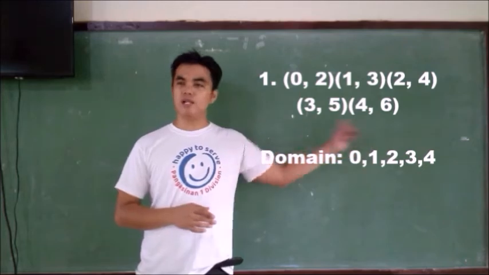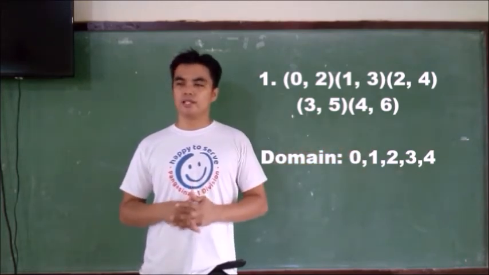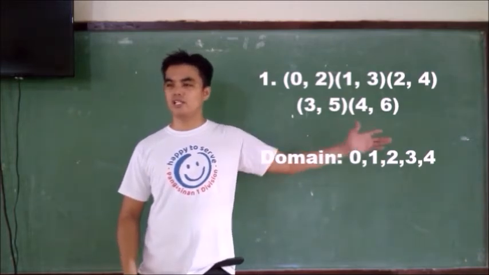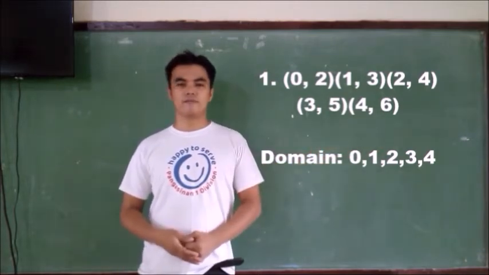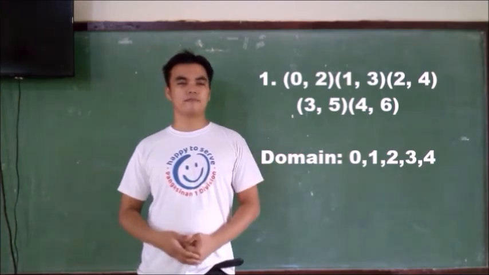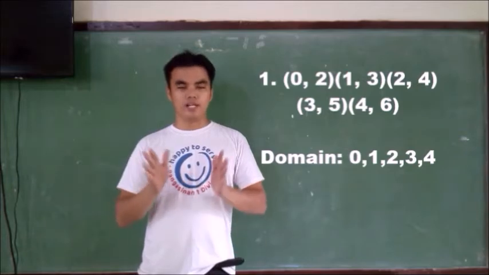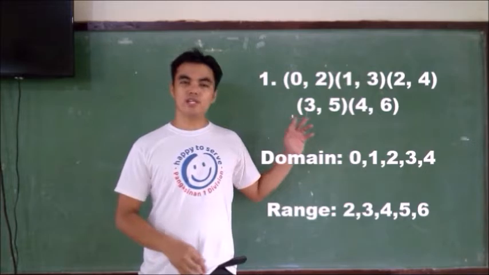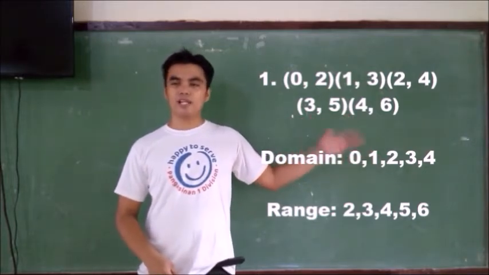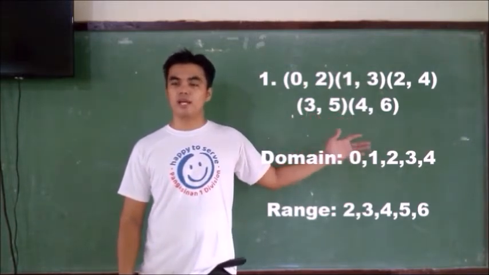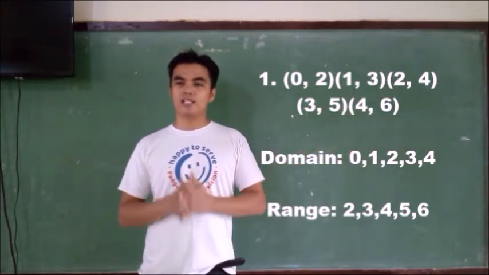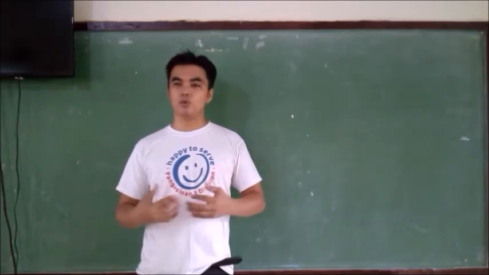So the x value. How about the range of this given relation? Who can tell me what is the range of this given relation? Yes, Micah. Okay, very good. The range of this given relation is 2, 3, 4, 5, and 6. So as you can see, the x value is considered as the domain and the y value is considered as the range. Let us have another example as a review.